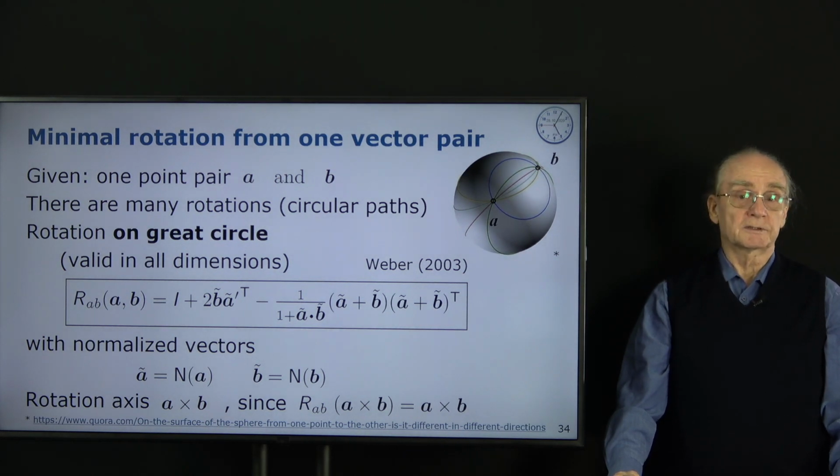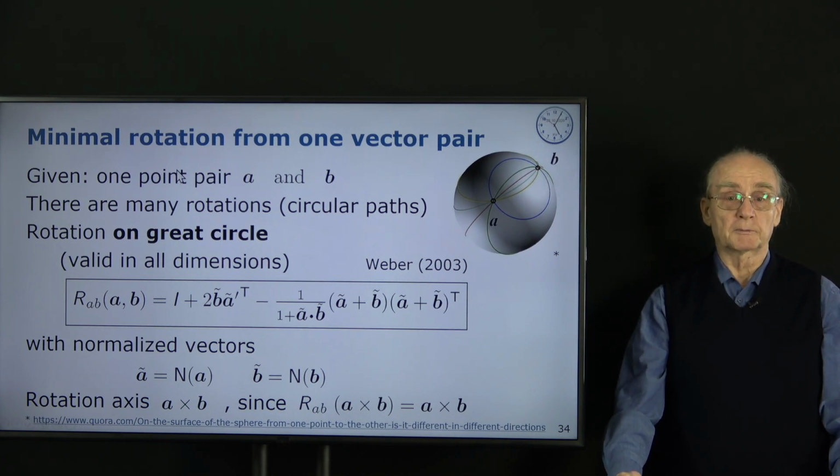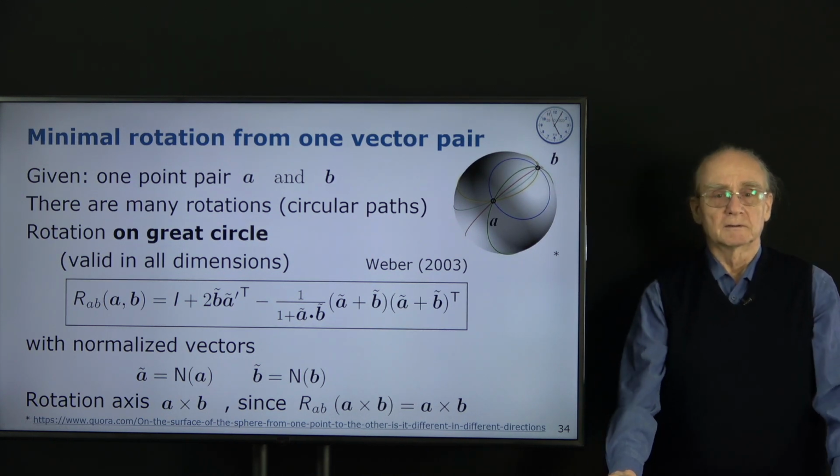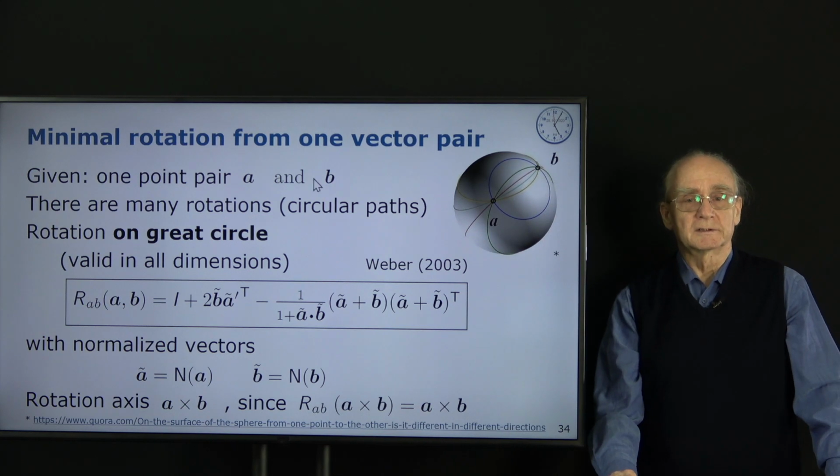Finally, what is the rotation if we only have two vectors? So let's assume we have the pair A and B. I loosened the notation and didn't say A prime and A double prime, but say A and B. So let's assume we have here the sphere, and you have here the point A and here the point B, and you want to have a rotation which brings A to B.